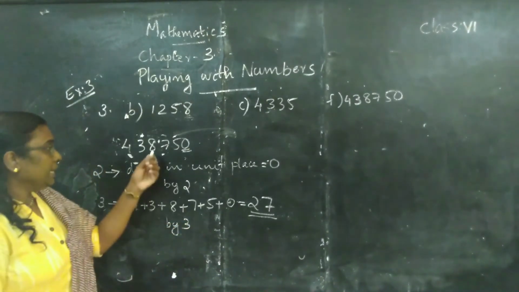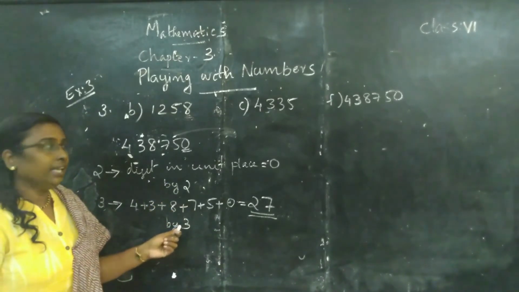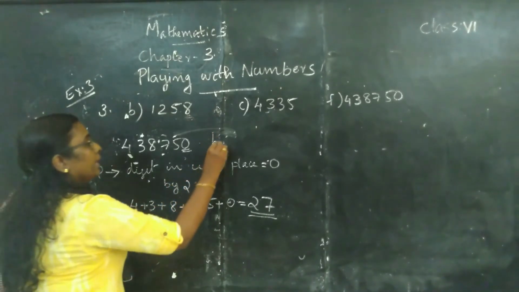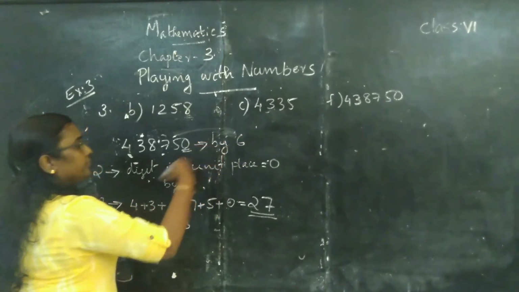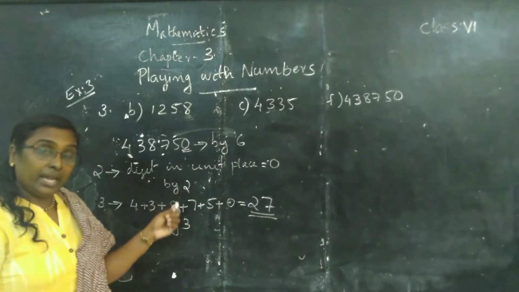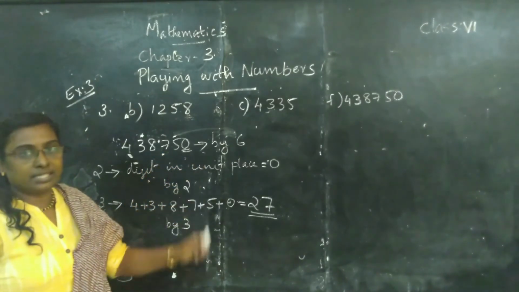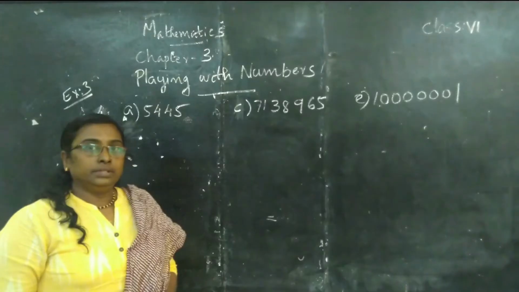Okay. So, the given number is divisible by 2 and divisible by 3. Therefore, it is divisible by 6. Since it is divisible by 2 and divisible by 3, the given number is divisible by 6. Okay, clear? Next, fourth question.